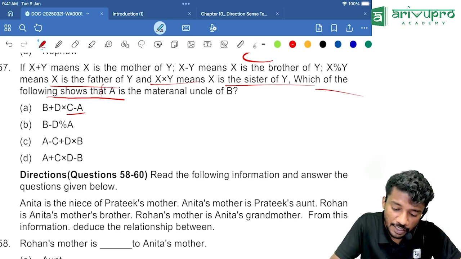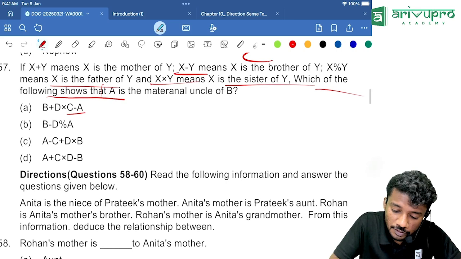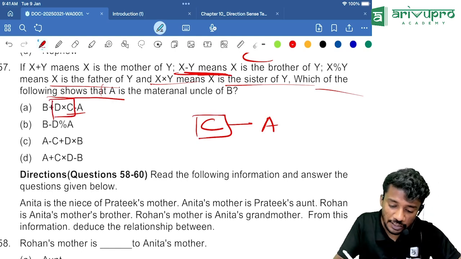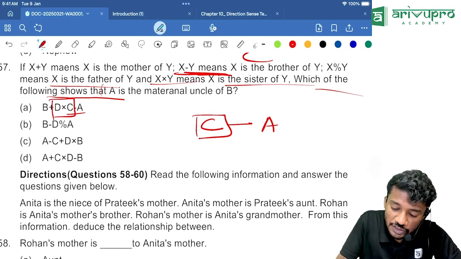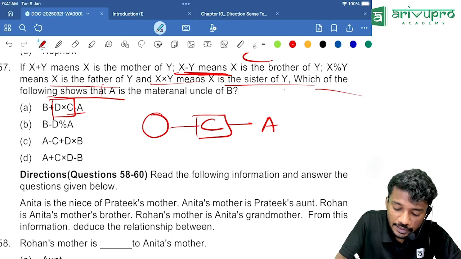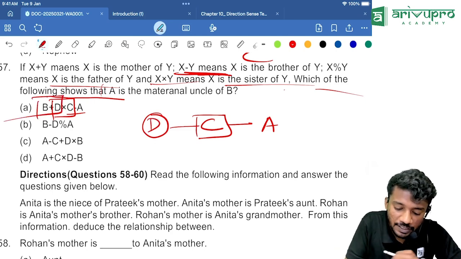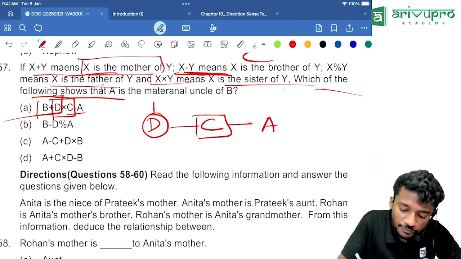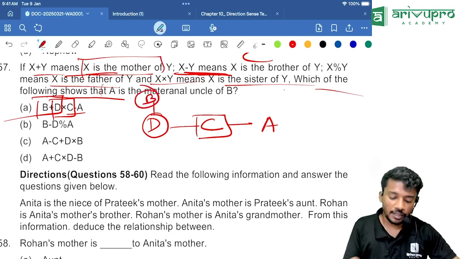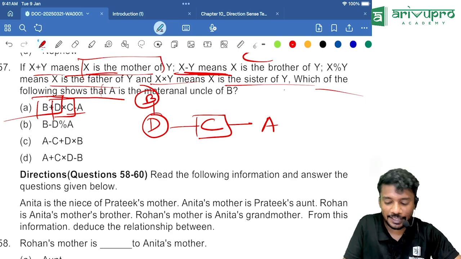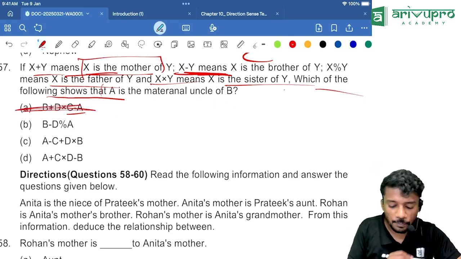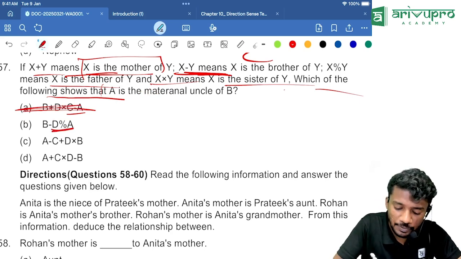C minus A means C is the brother of A. Then D into C means D is the sister of C. Then B plus D means B is the mother of D. Does that mean he is the maternal uncle of B? No, that is wrong. Try the next one. P minus D percentage A. D percentage A means what?